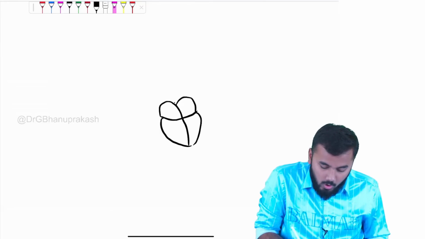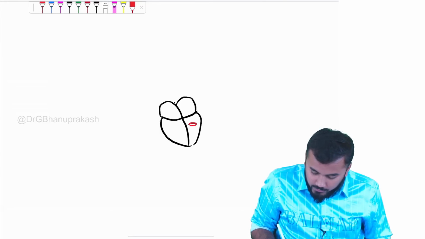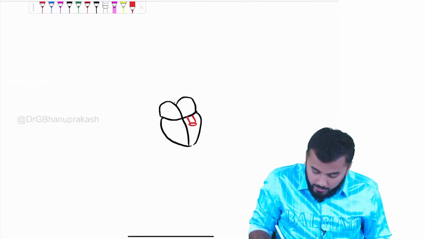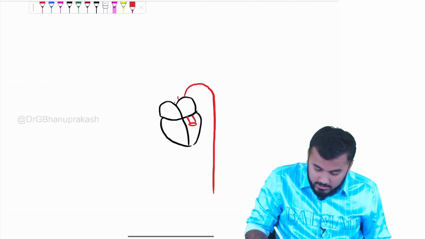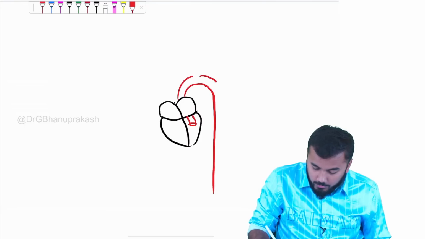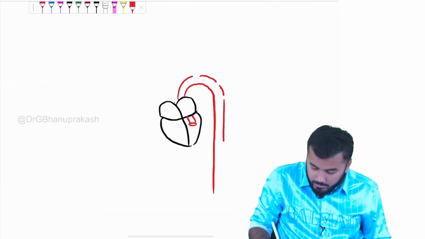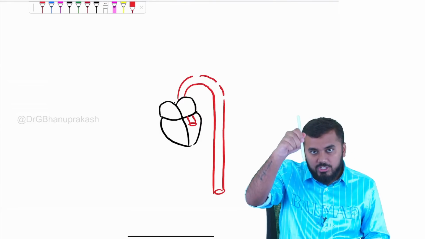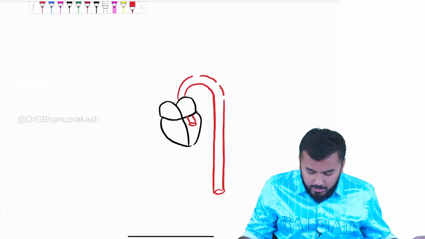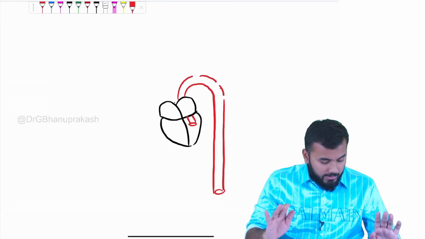Now all of you know, coming out of your left ventricle, you have got this artery. What is this artery, guys? This artery is called aorta. This is called the arch of aorta, and which is descending down is called the descending aorta. You know it. Now look here very carefully.